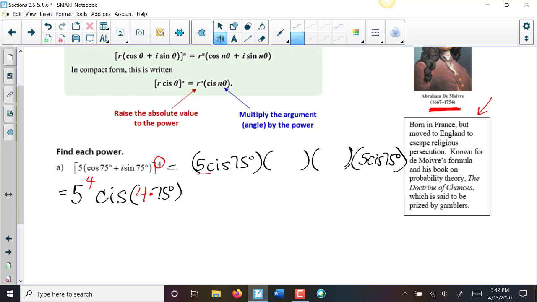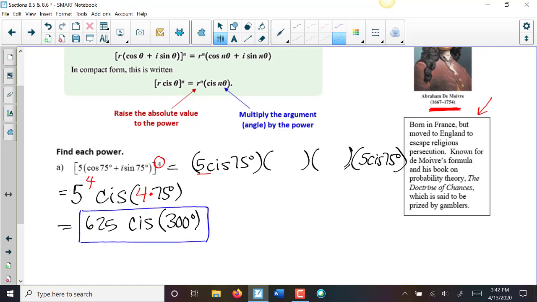Okay, so we get 5 to the 4th power, which is 625. CIS, 4 times 75 is 300. Okay, and there is the result. What do I get after I raise it to the 4th power? I get a complex number that is 625 units from the origin on an angle of 300 degrees.